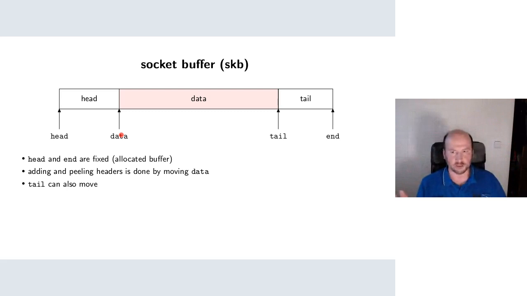In a similar fashion, the tail pointer, which identifies the end of the interesting data, can also move to the left or to the right, but that is not so frequent. The head and end pointers, on the contrary, are fixed, because they point to the beginning and the end of the allocated buffer.